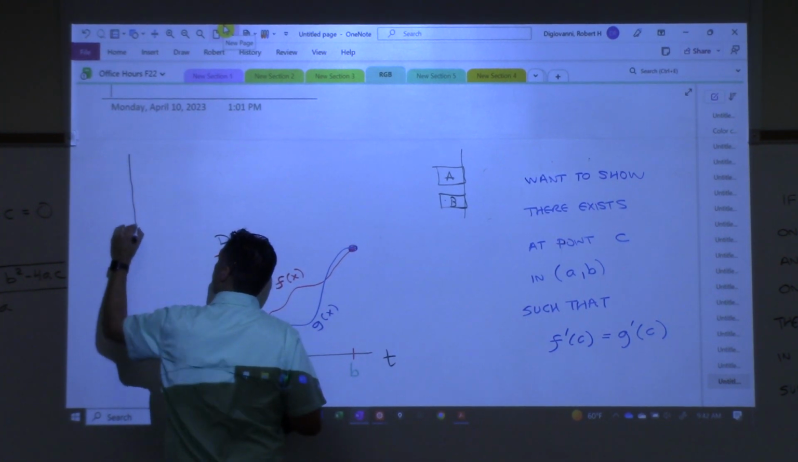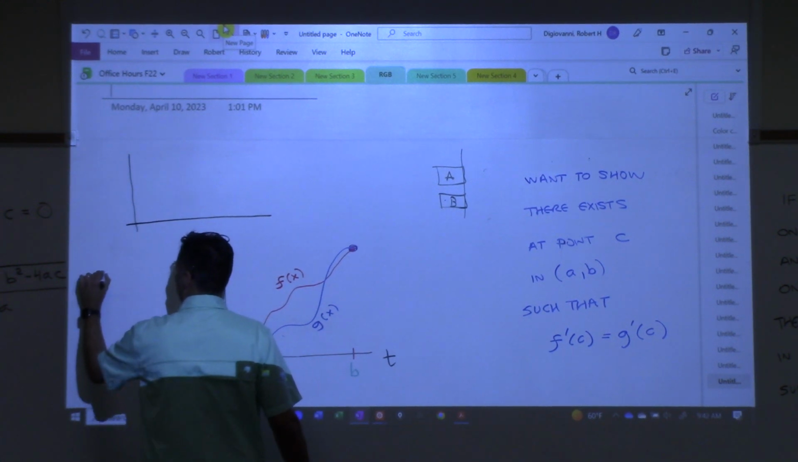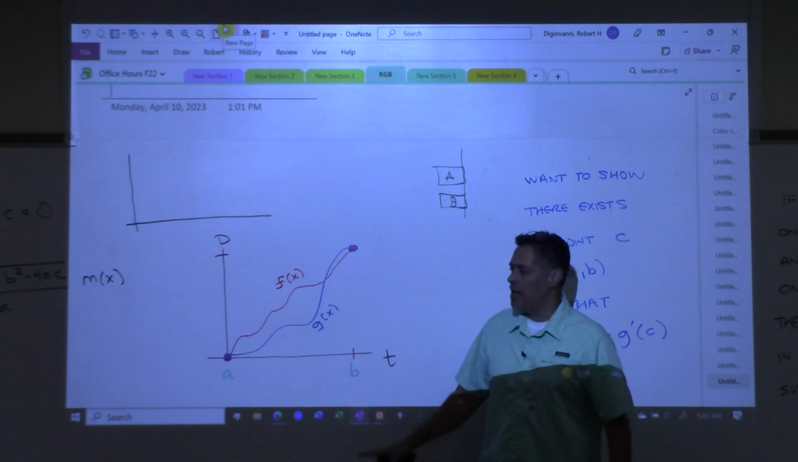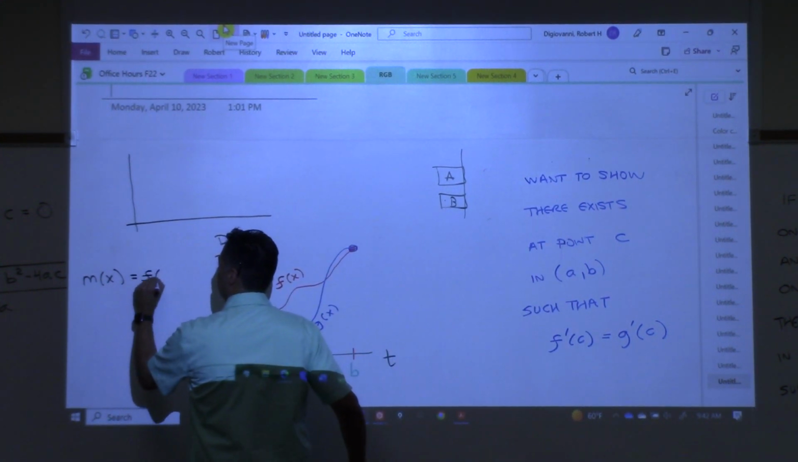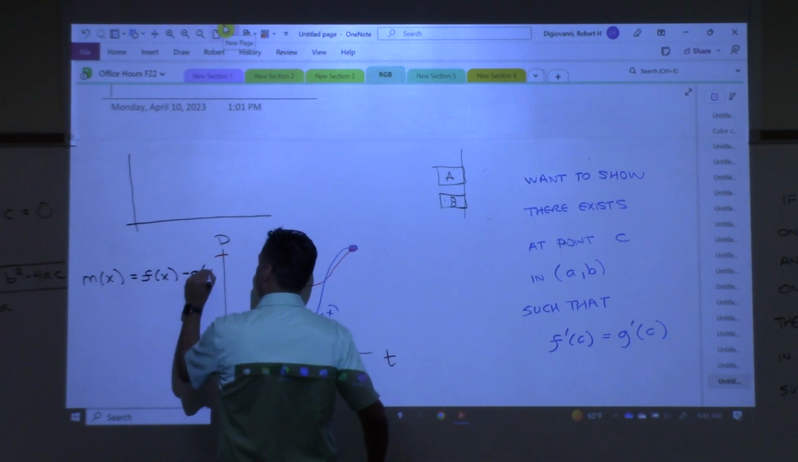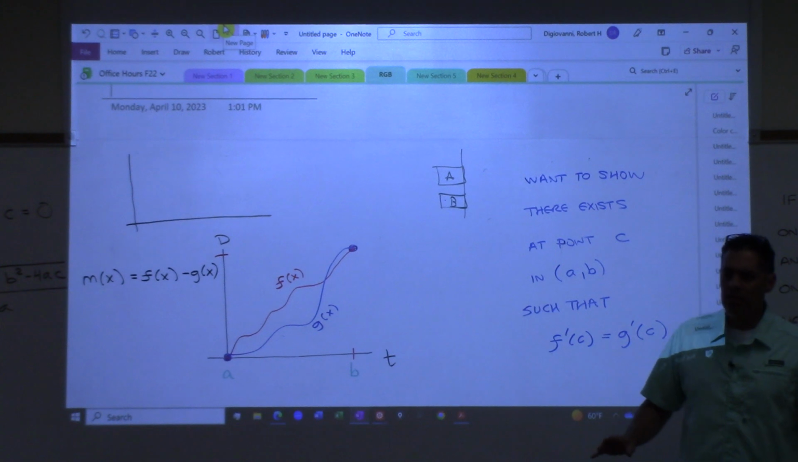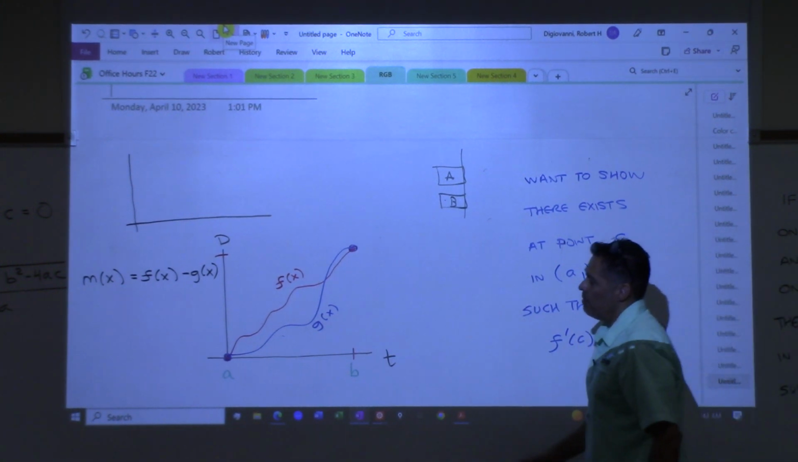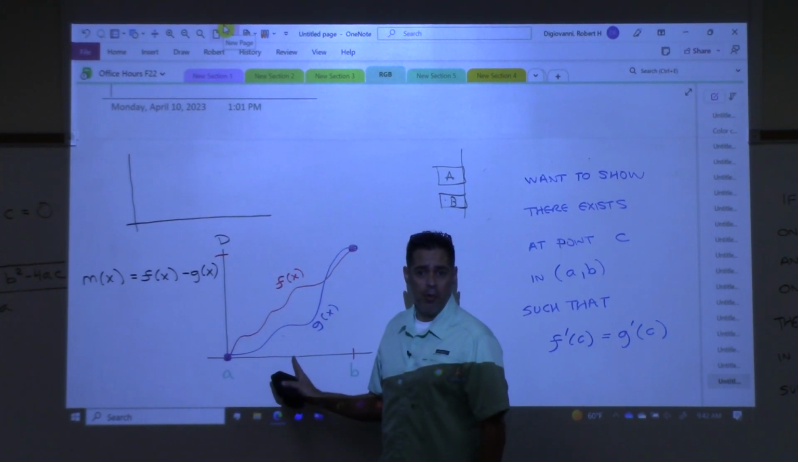And this new function that I'm going to create, I'm going to call it m. I don't know why. I'm going to call it m of x. I can call it anything I want. What it's going to be is the difference of these two functions. It's going to be f of x take away g of x. Now you're going to sit there and go, why are you doing that? That doesn't make any sense. Just do it and let's see what happens. So all this function does is take the red function and subtract the blue one.